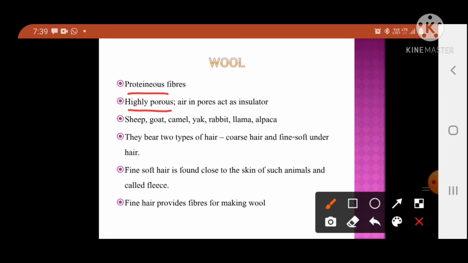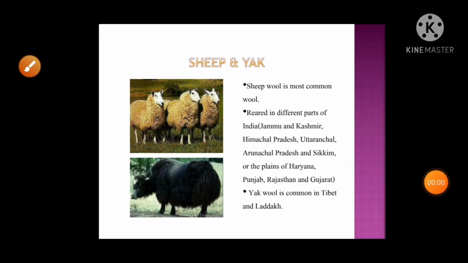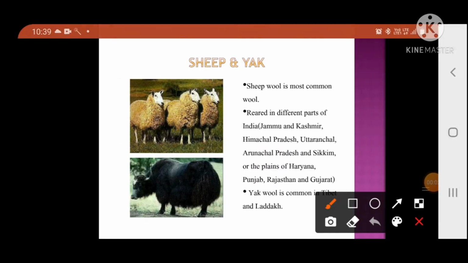Wool is obtained from sheep, goat, camel, yak, rabbit, llama, alpaca. These animals bear two types of hair, coarse hair and fine soft underhair. Fine soft hair is found close to the skin of such animals and that is called fleece. And this fine hair provides fiber for making wool. Wool is obtained from various animals. Sheep wool is the most common wool.